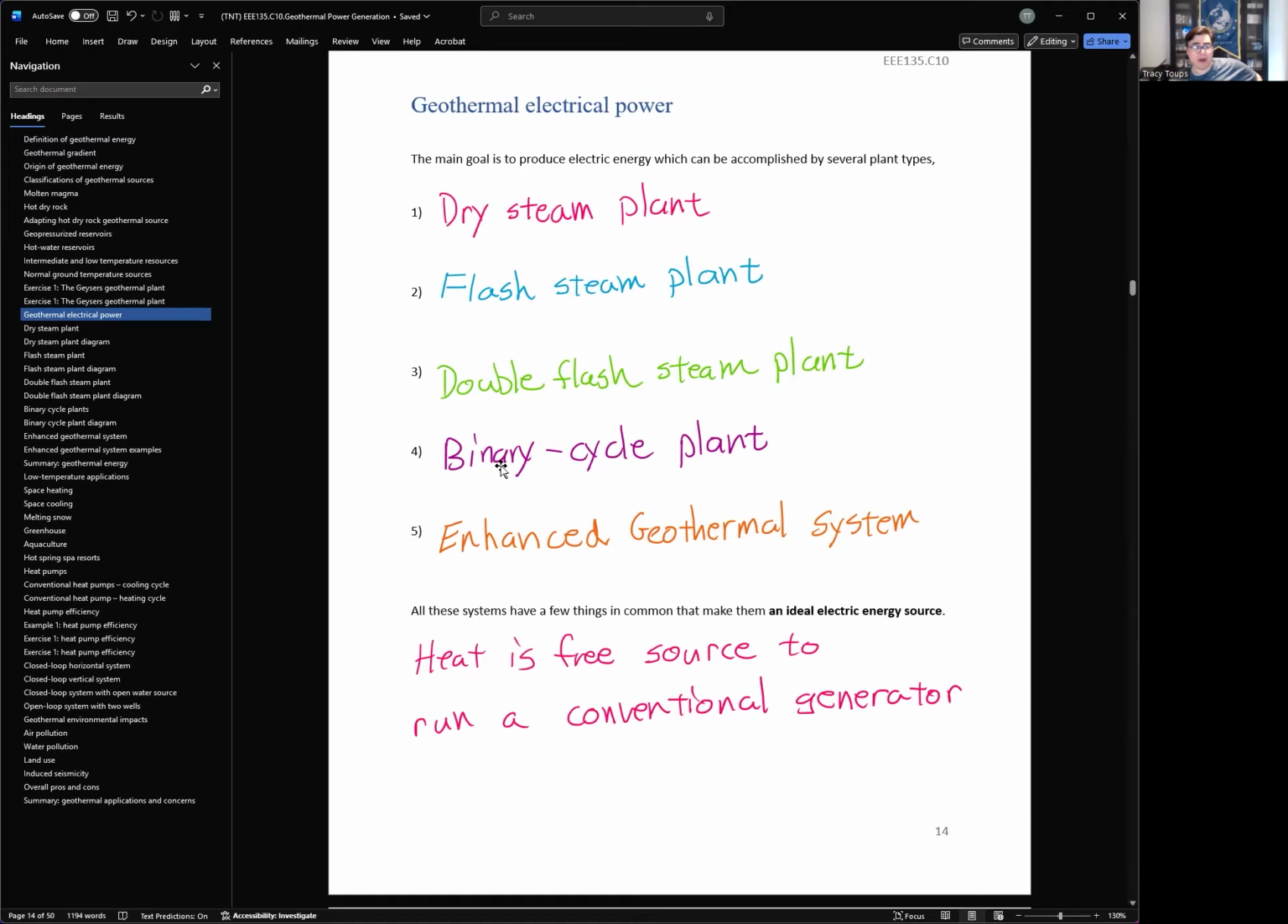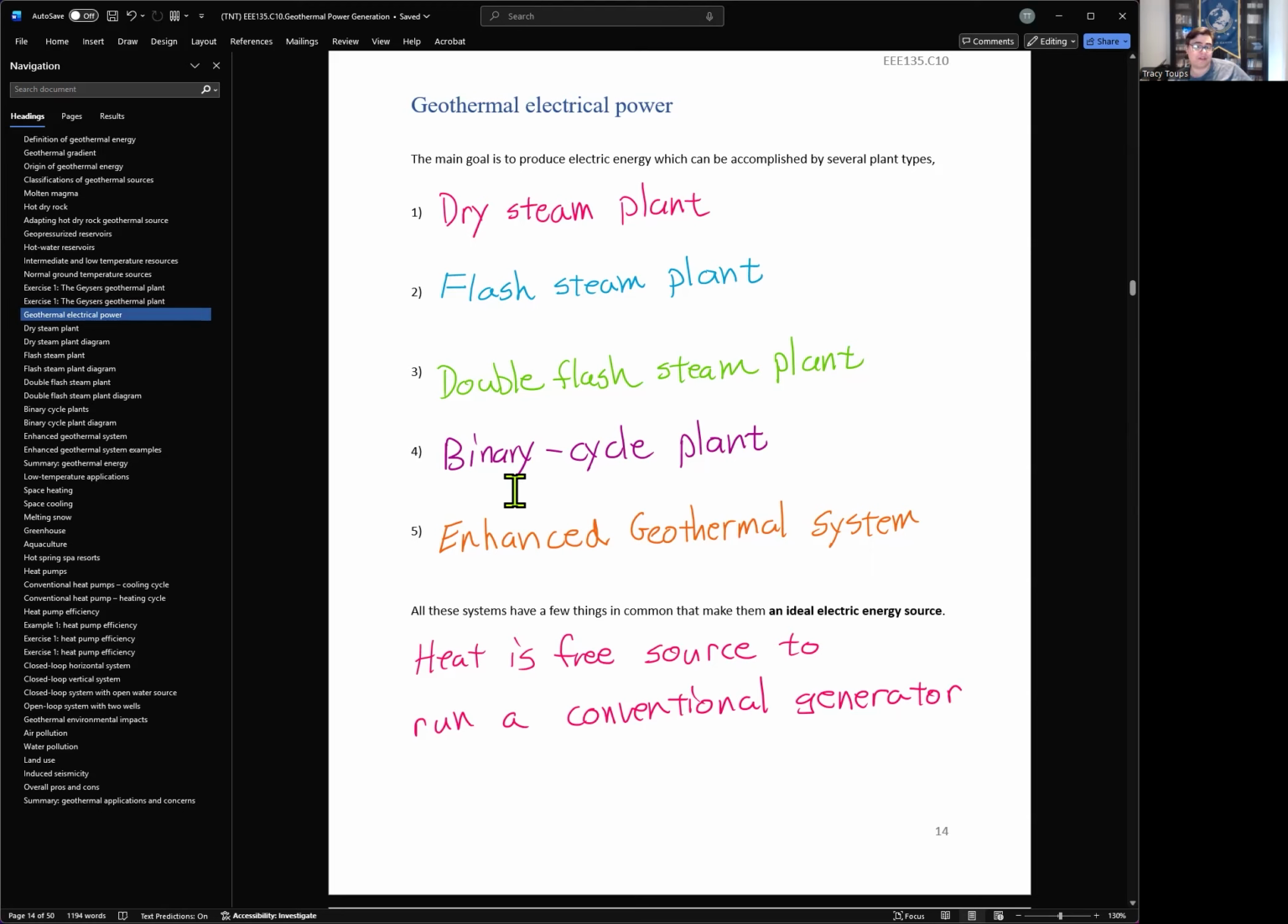Sorry. A binary cycle plant has 2 water loops. One water loop hits the groundwater or the geothermal heat, and then it transfers energy through a heat exchanger to a second liquid loop for electric generation. There are reasons why you want to keep those water loops apart: you don't want contamination to spread to the generator.